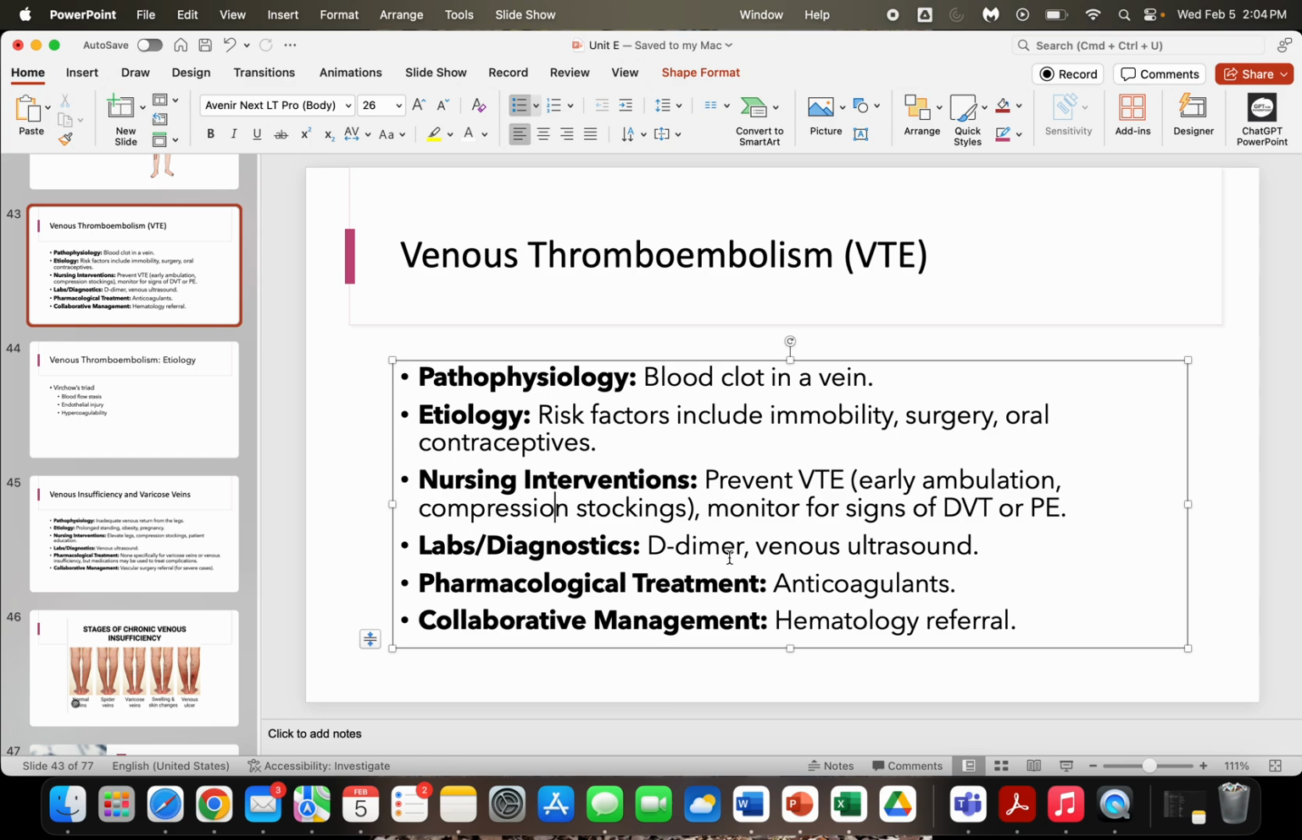Labs and diagnostics that are always going to be associated with this are what we call a D-dimer. If a D-dimer is elevated, it tells us there's usually a risk for a clot somewhere. A venous ultrasound is also going to tell us if they're concerned about it. They're going to ultrasound that area, look at the blood flow through it, and see if they can see a clot.